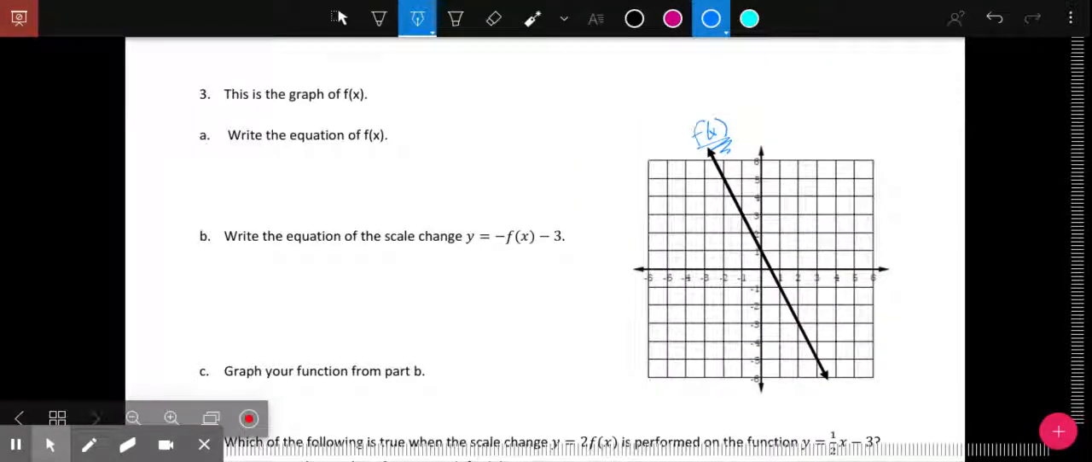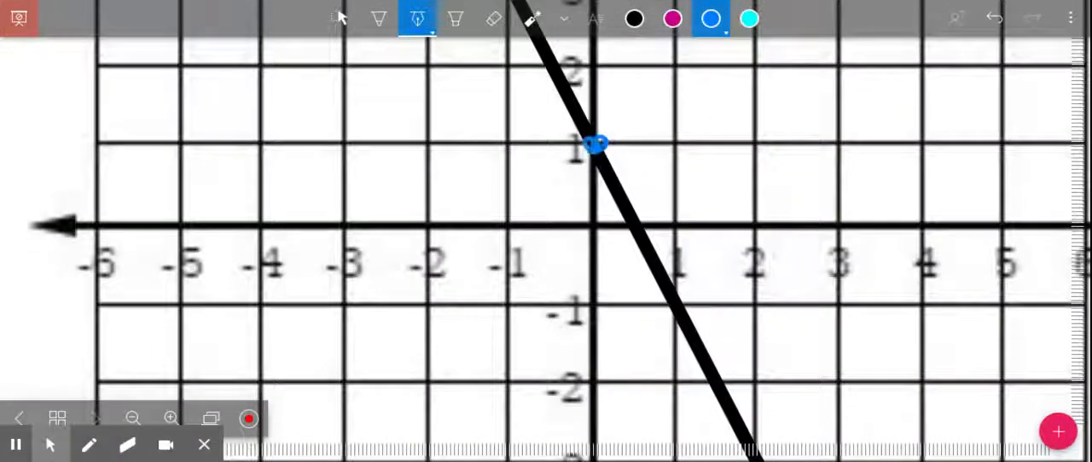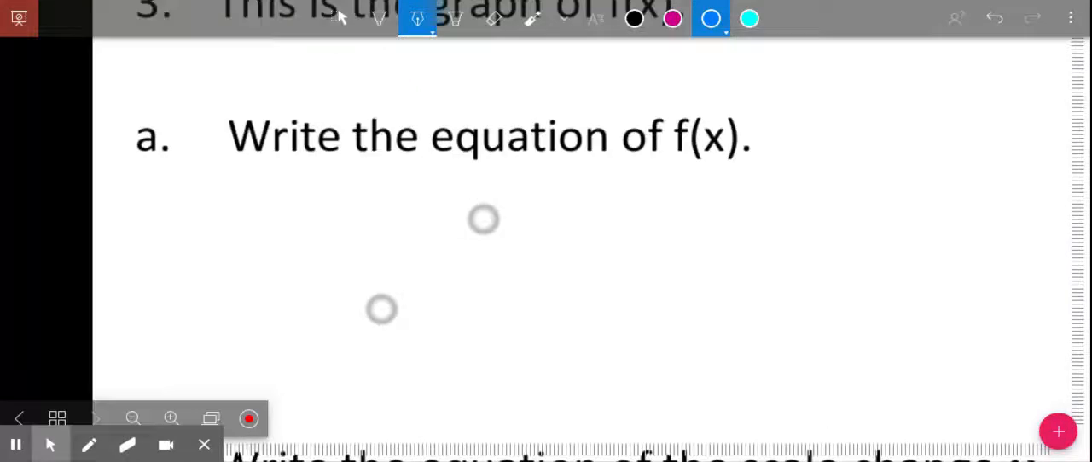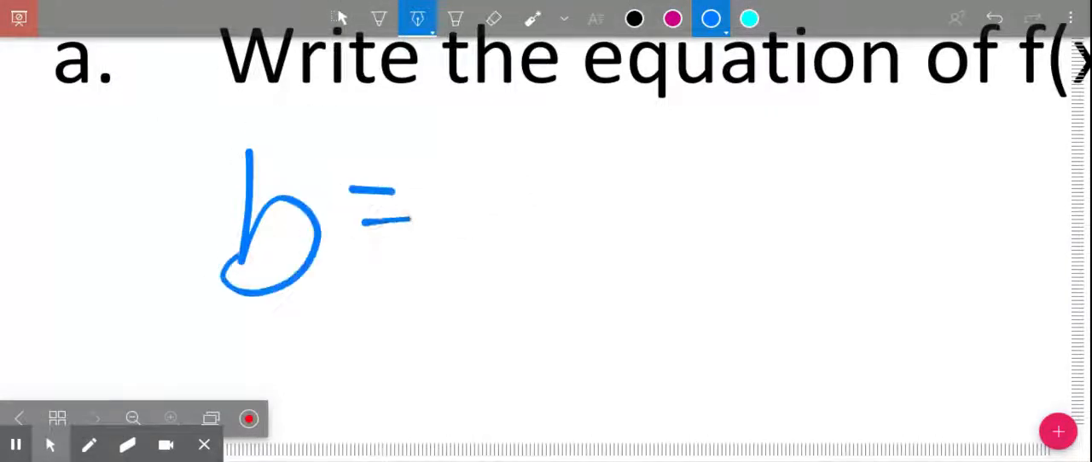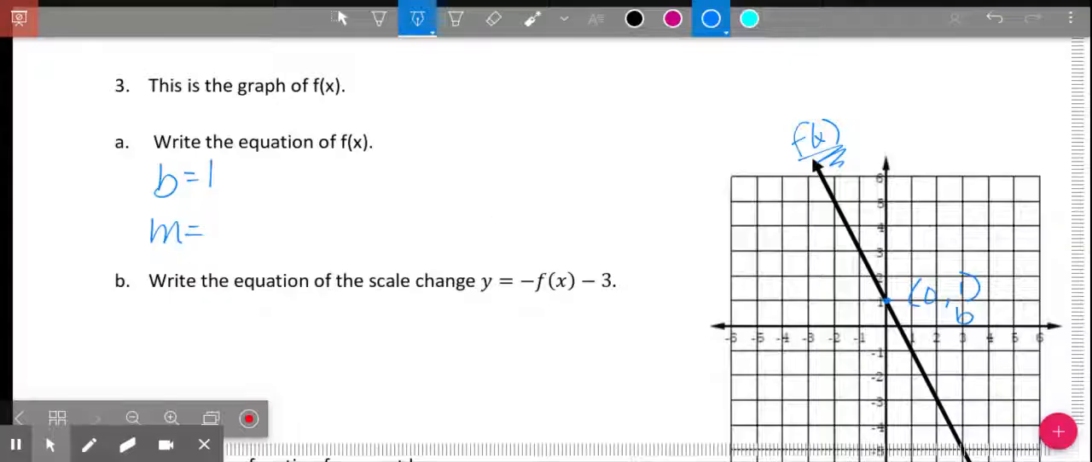We need to start by finding our slope and our y-intercept. Our y-intercept is here at (0, 1), so my b value is going to be 1. Write that down so we don't forget. Then I need to find my slope. The first thing I notice is that my line is going down. Since my line is going down, I know my slope has to be negative.